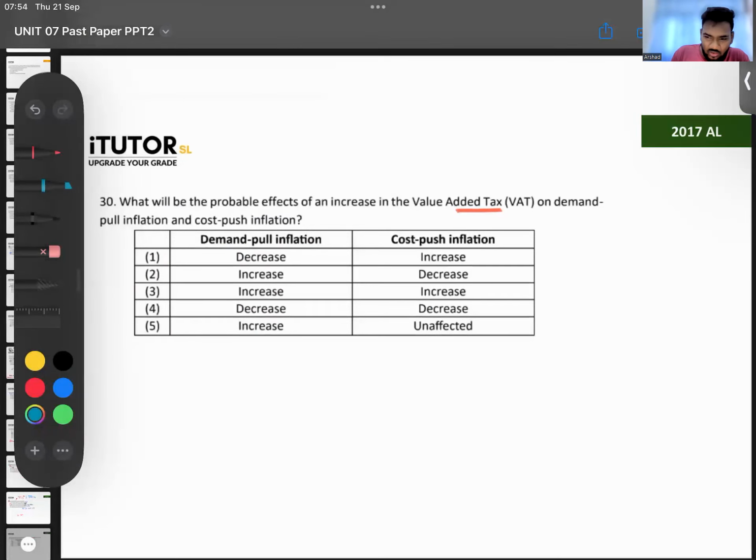People don't like to buy from them. So when consumption comes down, guys, what will happen to aggregate demand? Aggregate demand will come down. So when aggregate demand comes down, what happens to demand pull inflation? AD decreases, so demand pull inflation will decrease, no? Now, demand pull inflation decreases.